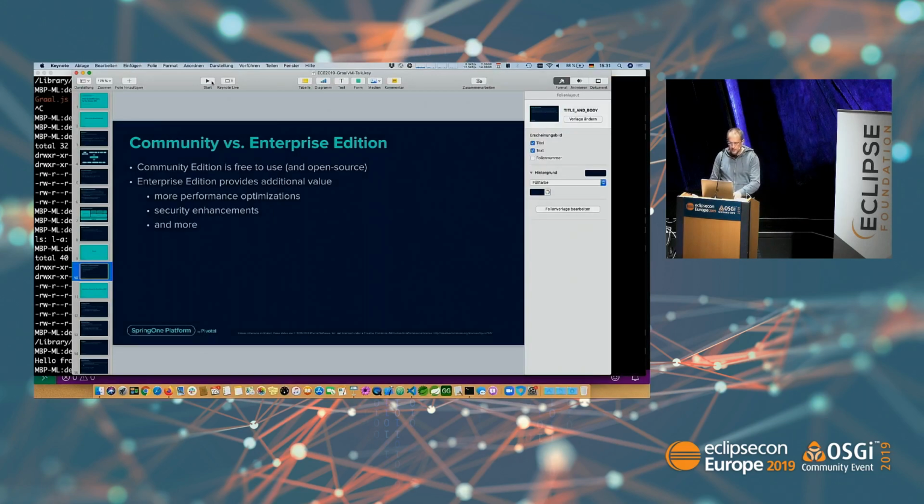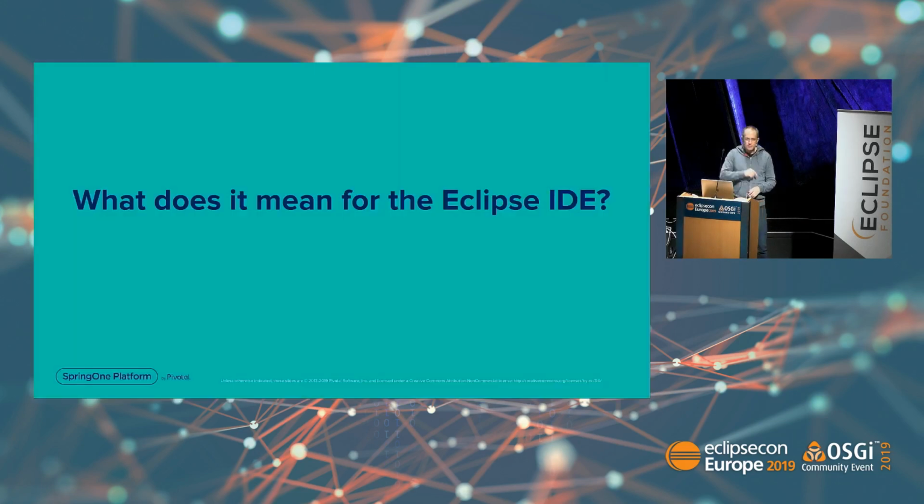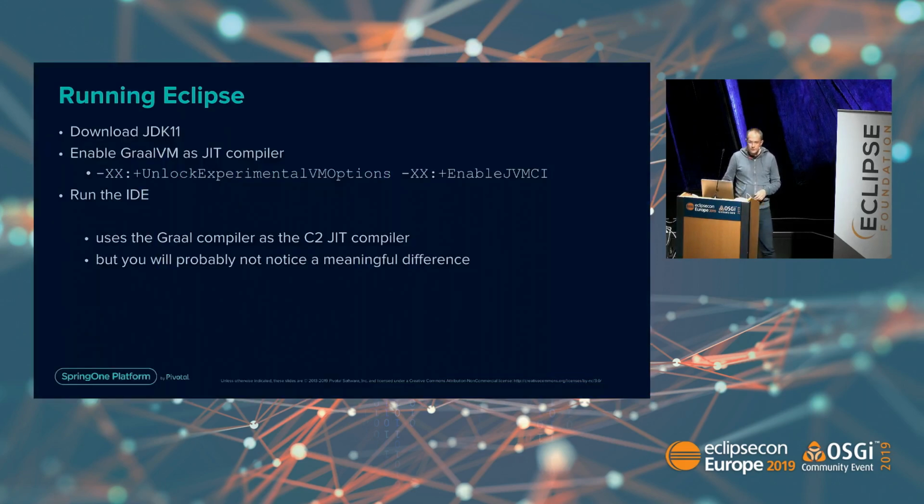Okay. So what does it mean for the Eclipse IDE? First, you can just go ahead and run Eclipse IDE on top of the Graal compiler. You can do that by downloading JDK 11. Maybe you already have that installed. Maybe you're already running Eclipse on JDK 11. And if you're running Eclipse on JDK 11, you can just put these flags into the startup options, into the ini file. That enables the Graal compiler as a replacement of the C2 compiler in the regular OpenJDK.